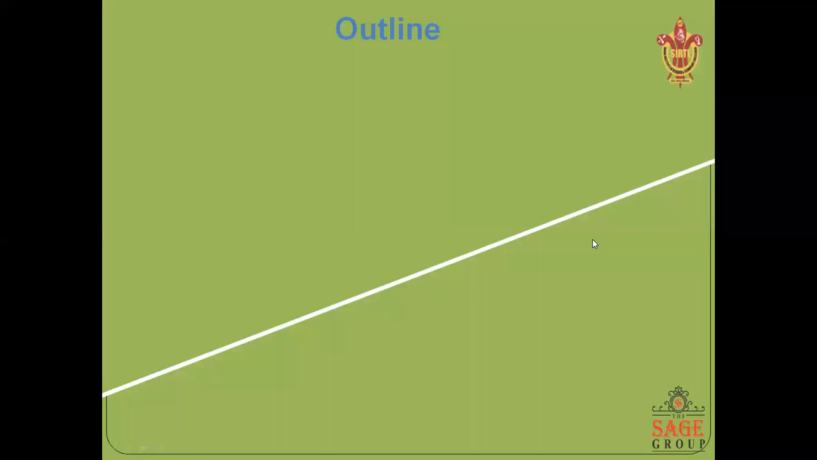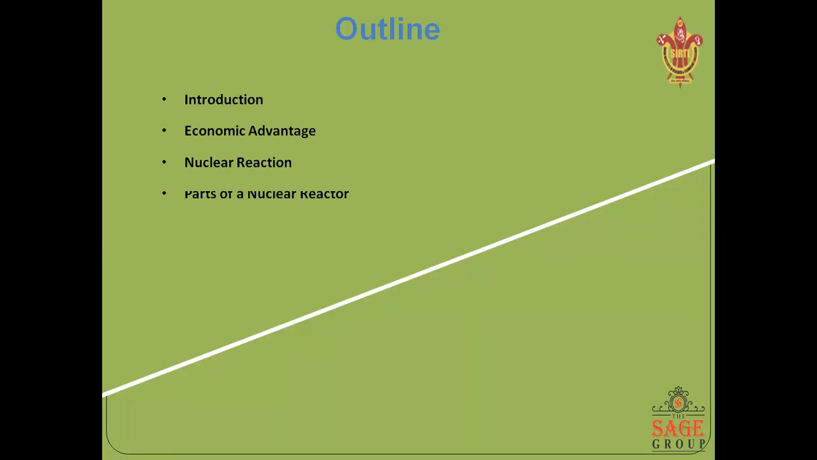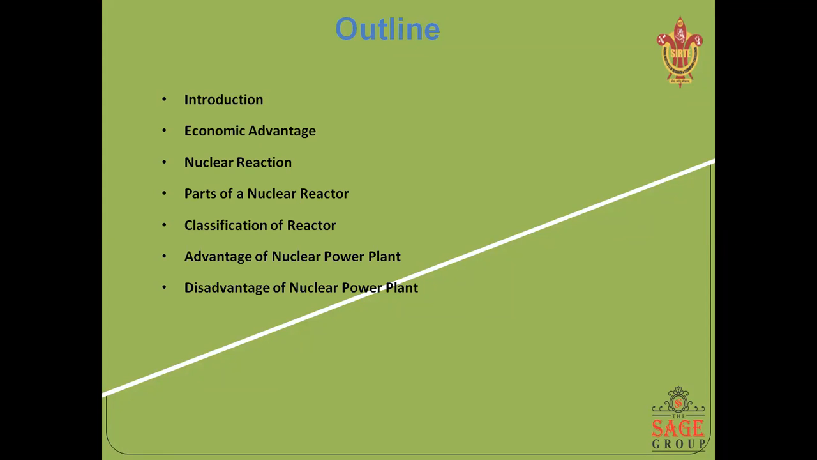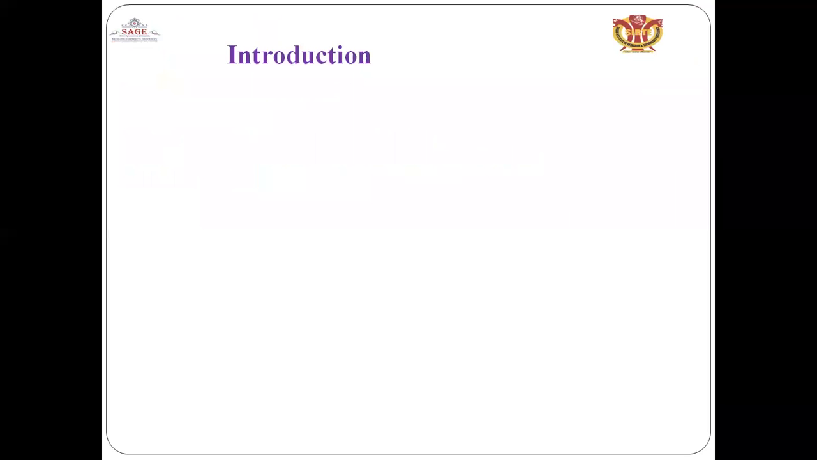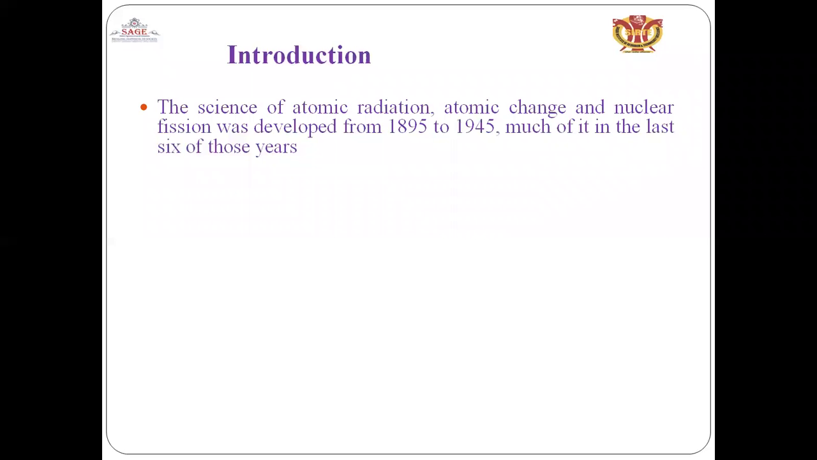Moving to the outline: introduction, economic advantage, nuclear reaction, parts of a nuclear reactor, classification of reactor, advantage of nuclear power plant, disadvantage of the nuclear power plant. Introduction: the science of atomic radiation, atomic change, and nuclear fission was developed from 1895 to 1945. This is the history of the nuclear reactor plant.